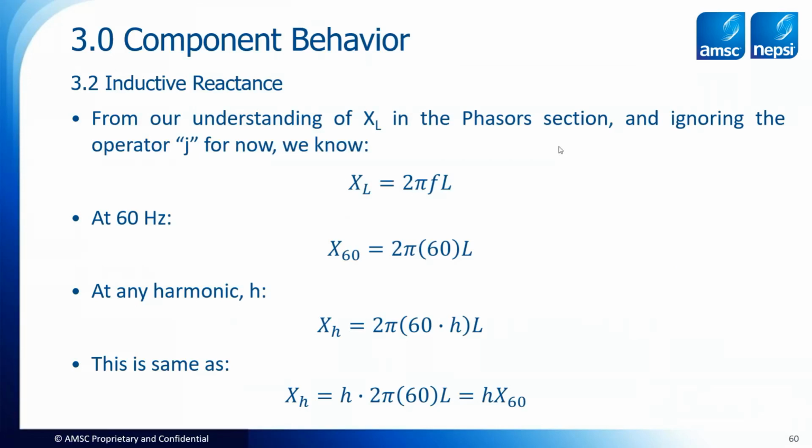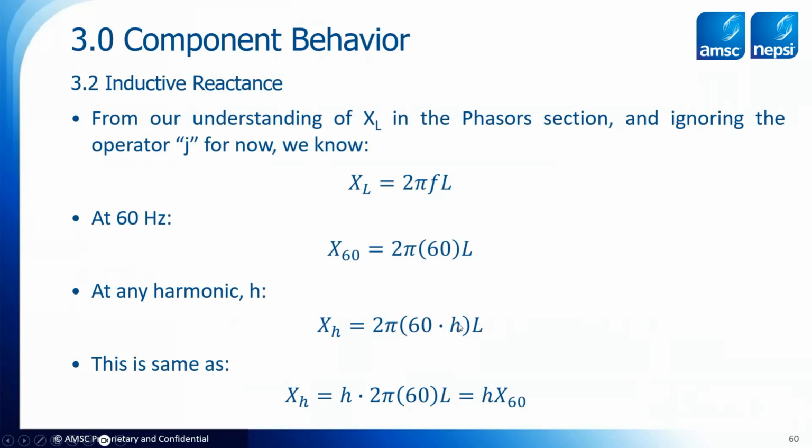So we know earlier that X sub L is 2 pi FL. So it's definitely impacted by frequency. If we drop the J and just look at the magnitude of that reactance, and review this at a couple different frequencies, for instance at 60 hertz, we get 2 pi 60 L. However, at any harmonic H, that's 2 pi times 60 times the harmonic number, right? If this is 5, 5 times 60 would be 300 hertz times L.